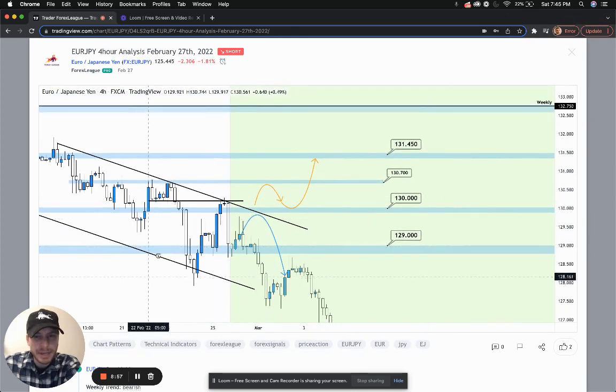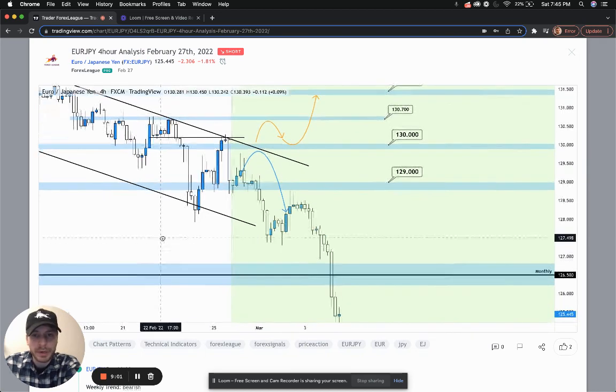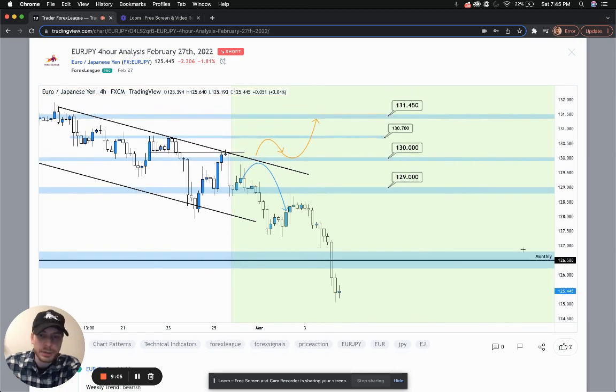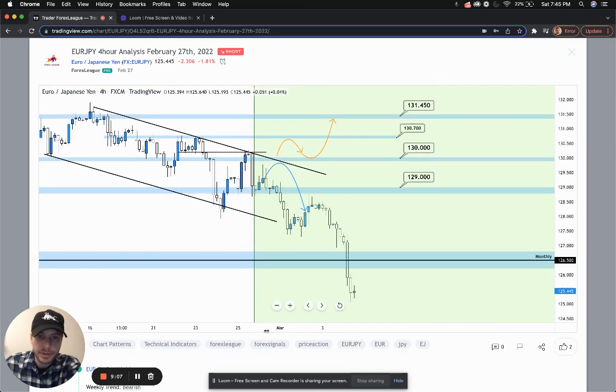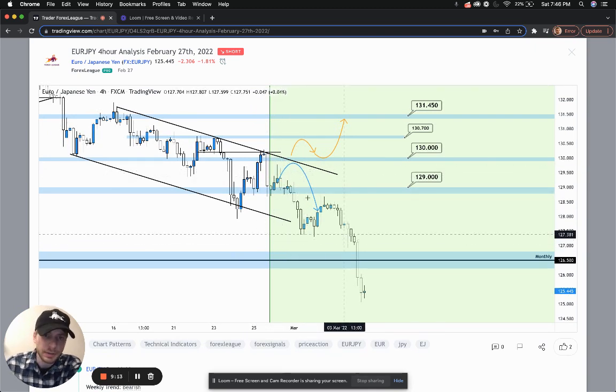Okay, so it didn't come up as high as we wanted to. However, it threw wicks pretty damn close to 130 and then continued lower, as we expected. Just riding the trend here. Very, very simple trend trading, right? Just trying to catch lower highs to enter short on. Just riding that channel, riding the trend.